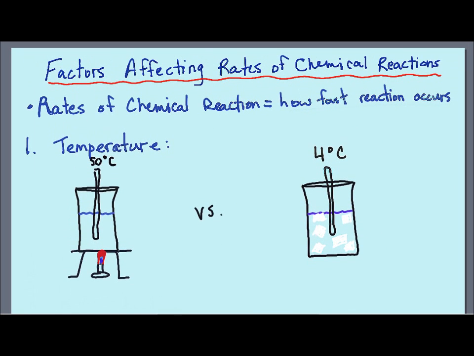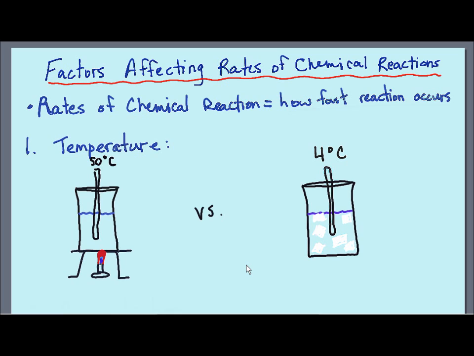So when you look at the rate of a chemical reaction, in this little beaker here, we can assume that we have some sort of chemical reaction happening. So maybe it's a double replacement, maybe it's an acid-base neutralization reaction, whatever it may be. And one of these reactions is happening at 50 degrees Celsius, and the other one's at 4 degrees Celsius. You can see my nice little ice cubes in there, making that one nice and cold.